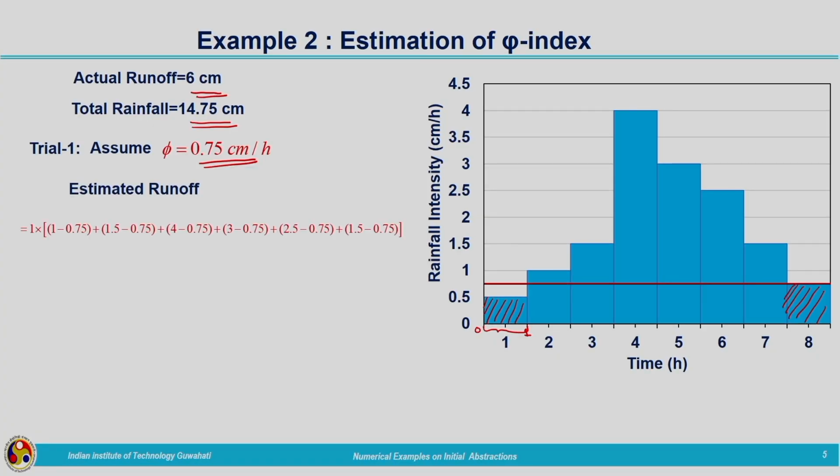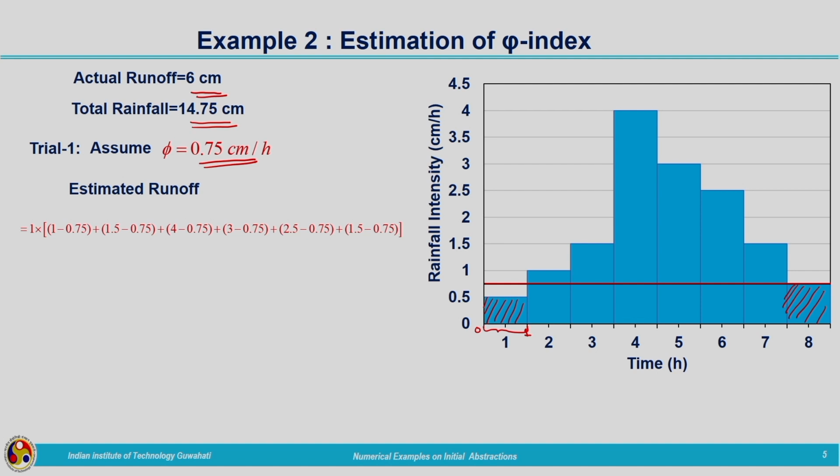So, what we will do, corresponding to this assumption, that is phi is equal to 0.75 centimeters per hour, we will calculate the runoff depth. Then we will compare with the actual runoff depth. If both are matching, our initial guess is correct. If it is not matching, then we may have to go for second trial. So, we can start solving the problem. Estimated runoff corresponding to phi value 0.75 centimeters per hour can be calculated. That is, this ordinate will be going as abstraction corresponding to first hour and last 1 hour.